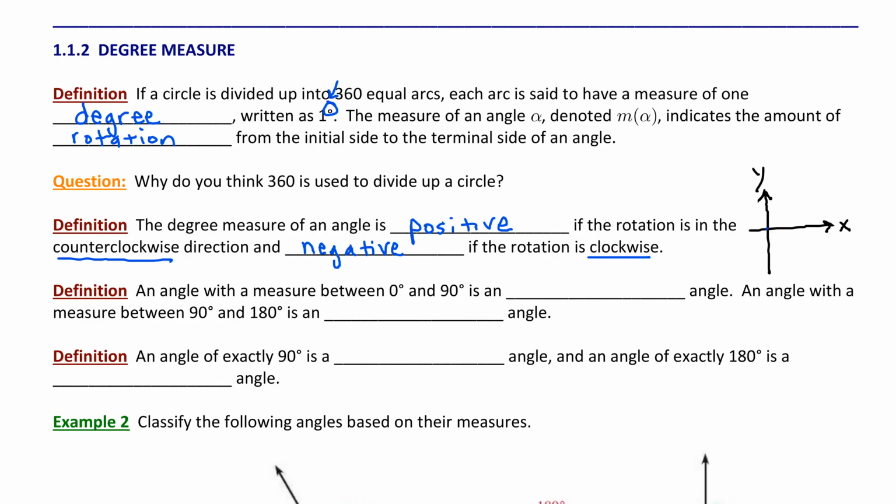So if we consider the initial side of the angle to be on the positive x-axis, and we rotate to the terminal side in the counterclockwise direction, that is a positive rotation. On the other hand, if we rotate from the initial side to the terminal side in the clockwise direction, that is a negative angle. That can be a little bit counterintuitive simply because we're dependent on clocks.